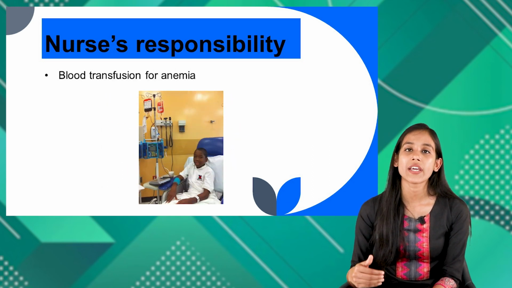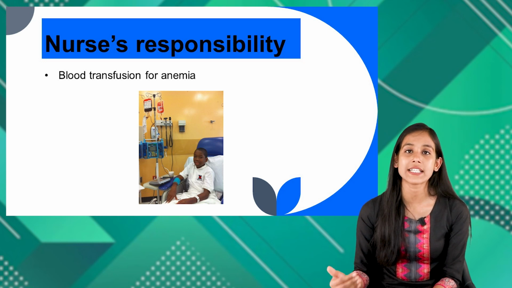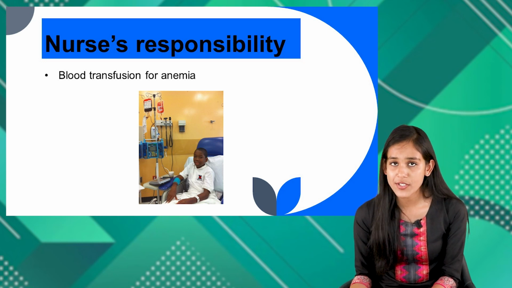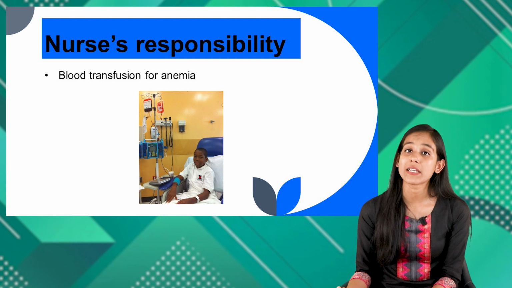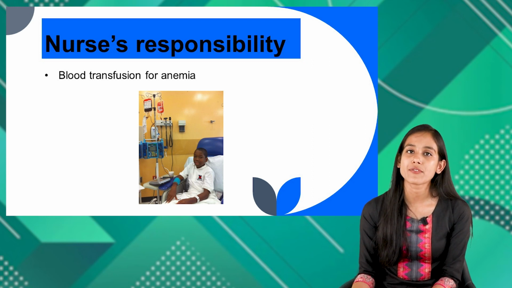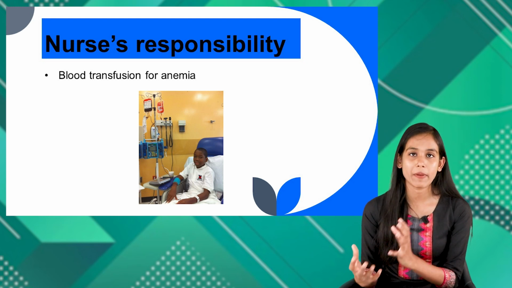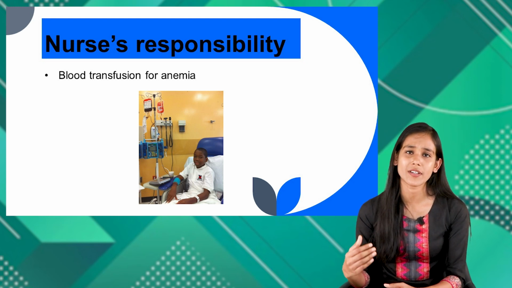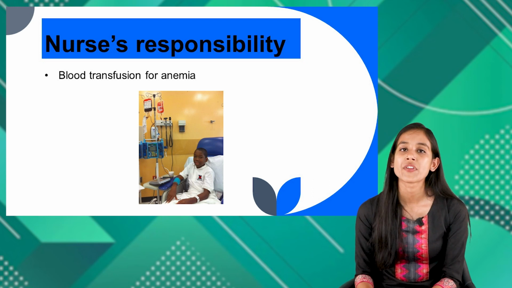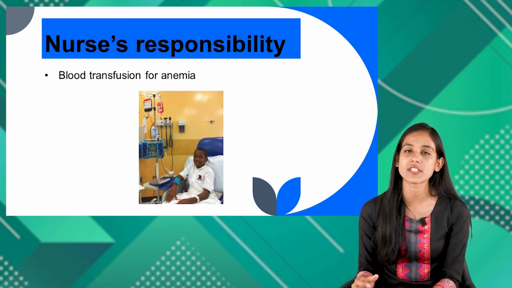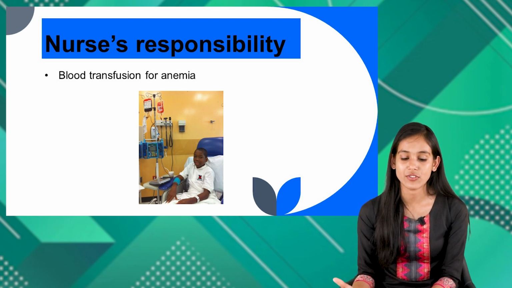Also, we have to make sure that the child is getting adequate blood transfusion, because the child will be anemic, right? So in that case, we have to give blood transfusion in order to replace the deficiency, right? So we also have to make sure that the child is getting blood transfusion.